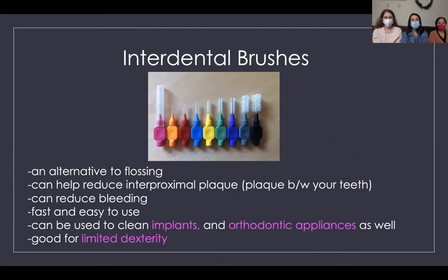They can help reduce interproximal plaque, which is just plaque between your teeth or food stuck in between your teeth. They can reduce bleeding. They're fast, they're easy to use. They can also be used to clean around your implants, orthodontic appliances, and they're also good for people with limited dexterity. So now we're going to show you guys a video of how to use these interdental brushes.